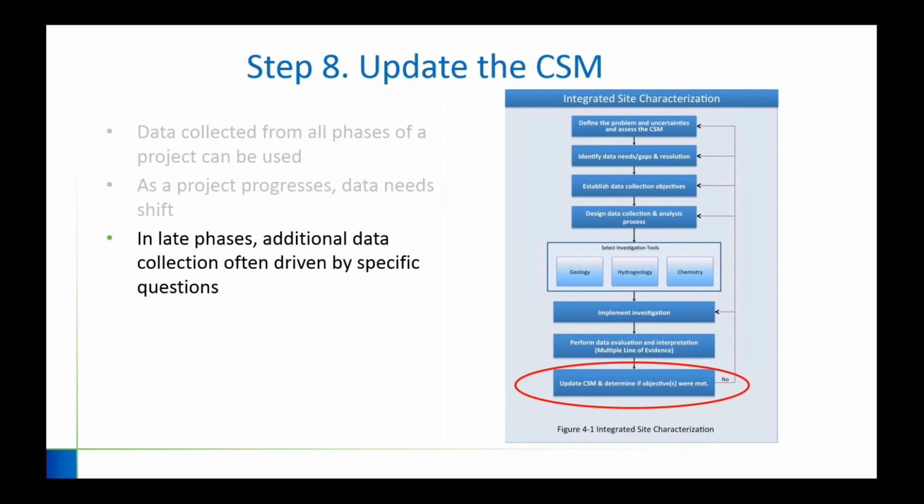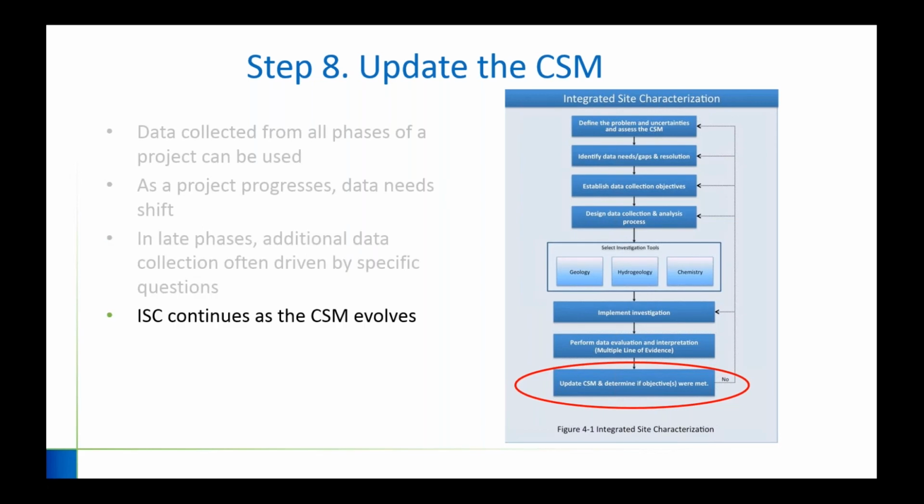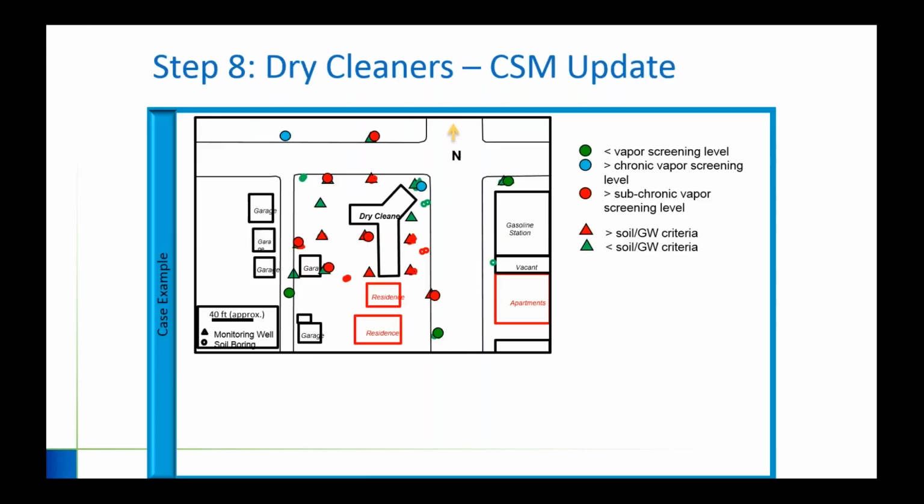Another thing I'll mention, and I have a couple of case studies after the process slides are done. As you get later in the process and your CSM becomes more mature, the data collection objectives or the data gaps are going to be a lot more specific. At the beginning of a project, you might have a very general data collection objective, like we had for the dry cleaner, to determine the extent of the plume. You might have a much more specific question as you advance through your CSM and do more targeted data collection. But the point is you're always updating your CSM, even if you're in a remediation phase.